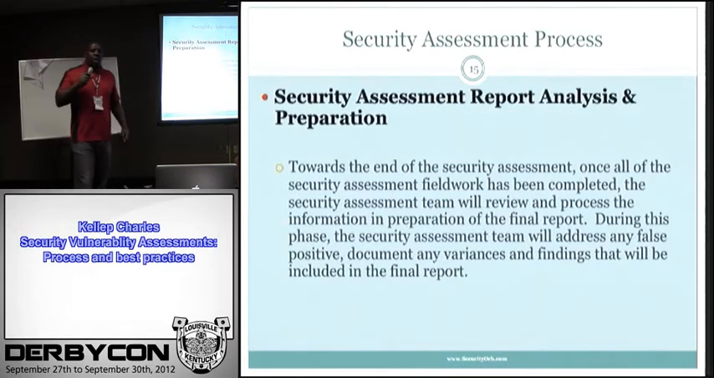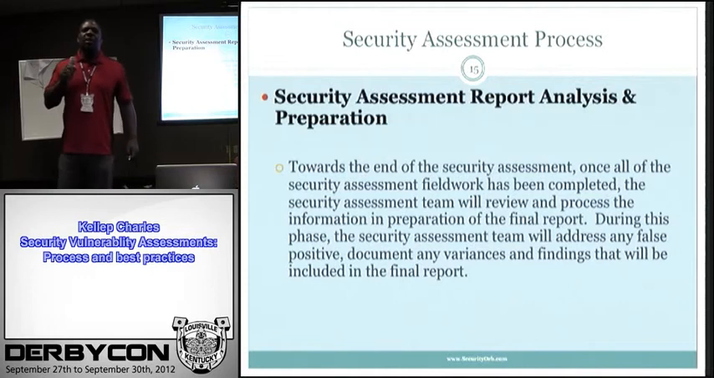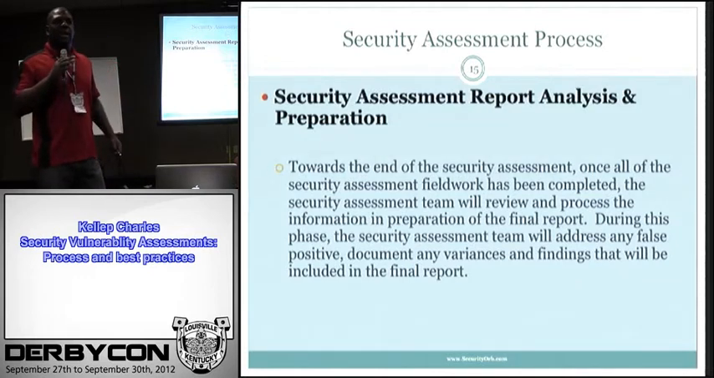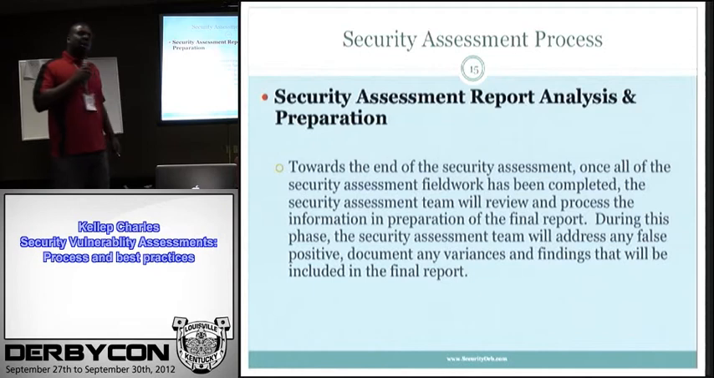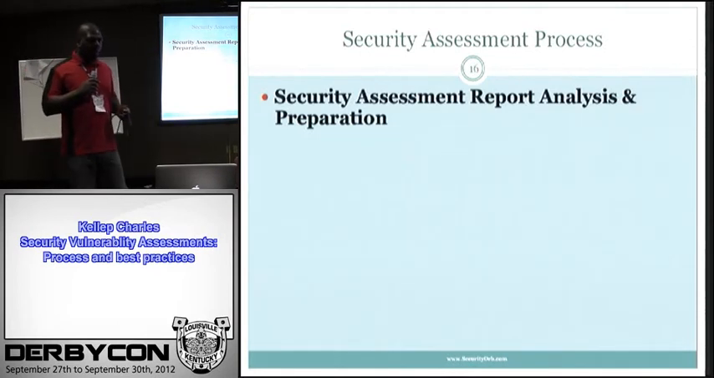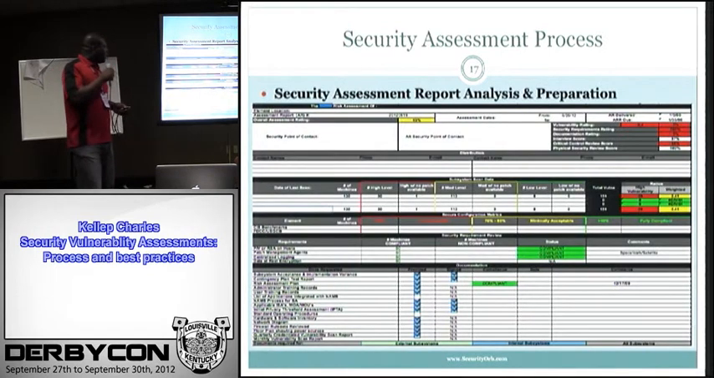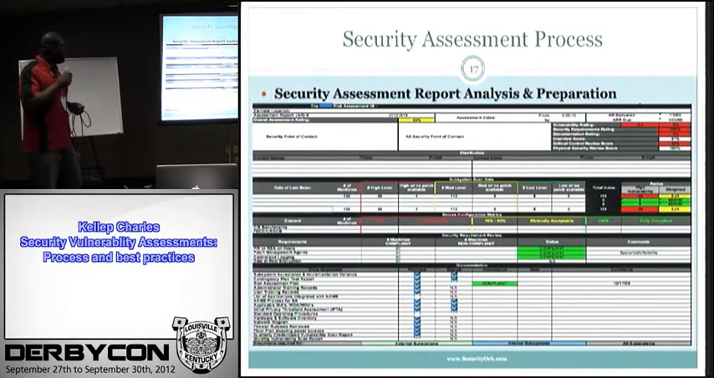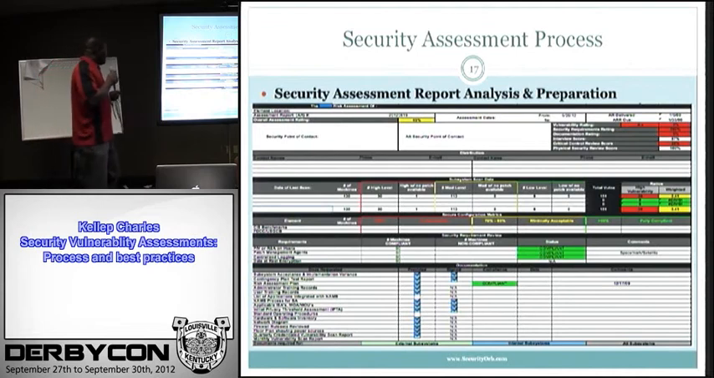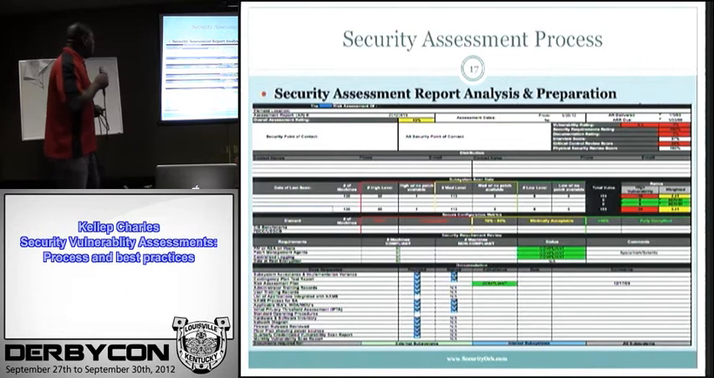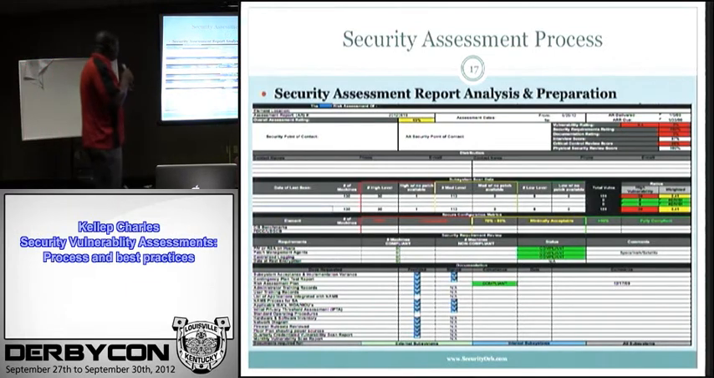From there, we do a report analysis where we take all the information from the scans, the document reviews, and the interview questions. We put everything together into what we call a technical report. I'm not sure if this is easy to see, but this is an example of the technical report. Up here, if we have a DMZ and an internal network, we'll break those 2 out and scan them separately. At the bottom, we would record the final scans.